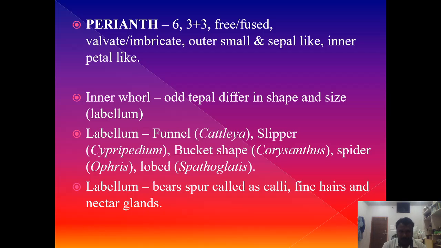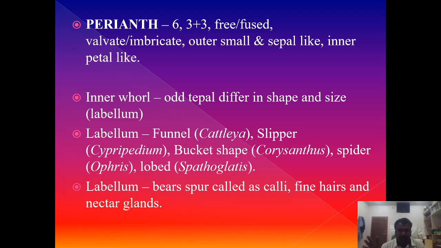Perianth. The number of tepals is 6. They are in a 3 plus 3 condition, free or fused. They are arranged in a valvate or imbricate situation. Always the outer tepals are small and look like sepals. The inner look like petals. In the inner whorl, the odd tepal differs in shape and size, which is known as the lip or labellum.